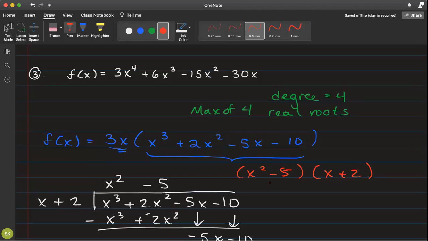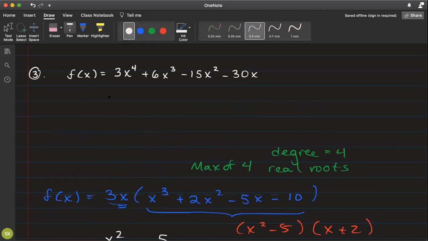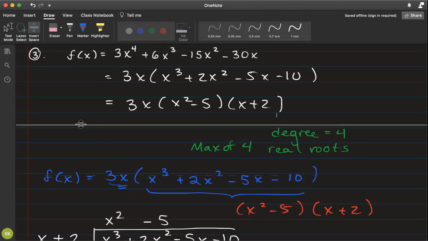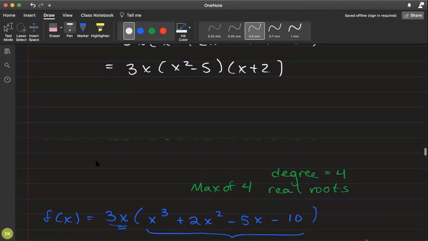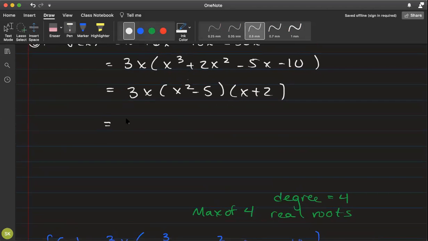over the real numbers, we can break this because this is the difference of squares where we're using the square root of 5. So let me write the next piece, which is, I'm going to write it up here. So this is, we found 3x, x cubed plus 2x squared minus 5x minus 10. And then we found that this was equal to 3x times x squared minus 5 times x plus 2. Okay? And then from there, we can factor this as 3x, x minus the square root of 5, x plus the square root of 5, x plus 2.